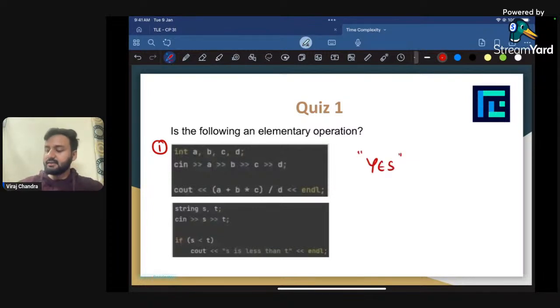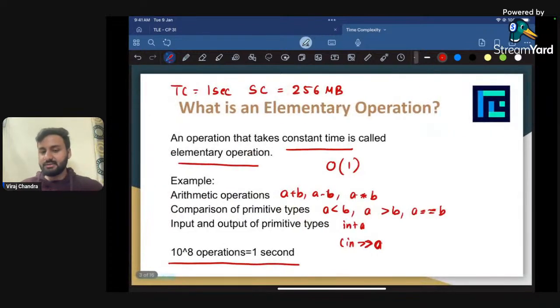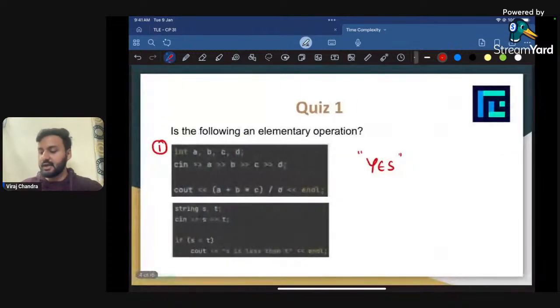So this is of course an elementary operation. Why? Because we understood from the previous example that if we talk about arithmetic operations, then we are all good in terms of elementary operations. So this is an arithmetic operation, right? Doing plus, division, multiply, and all that. So why not? This is of course an elementary operation. Great.